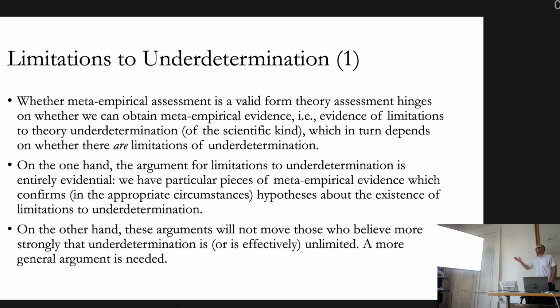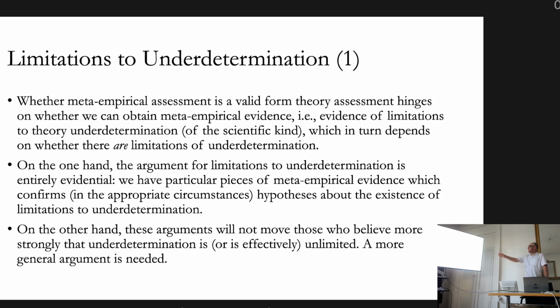Okay, so now I should talk some about limitations to underdetermination, because this is kind of the basic idea that motivates meta-empirical theory assessment: that there are possibly limitations to underdetermination. And this is, in some ways, philosophically controversial, whether there could be such a thing as limitations to underdetermination. So I want to talk about that.